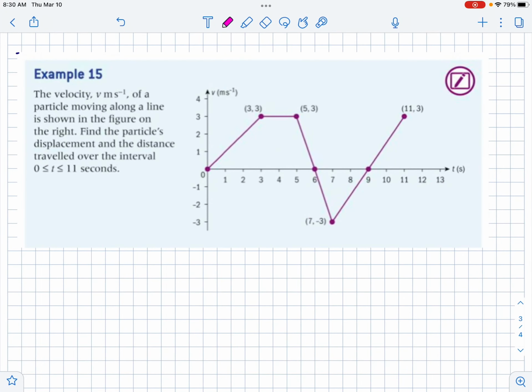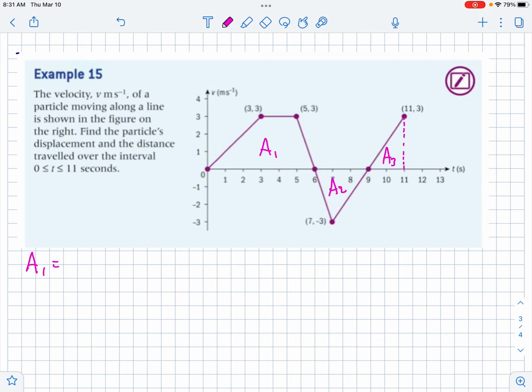Okay, we got one more problem here. They're giving us the velocity graph of a particle moving along a line and shown in the figure on the right. Find the particle's displacement and the distance traveled over the interval 0 to 11 seconds. This problem is interesting because there's no equations involved. We just have to take a geometric graphical perspective. So my goal is to find the area of this chunk, the area of this chunk, and then the area of this chunk.